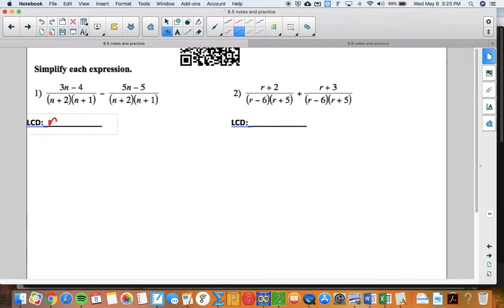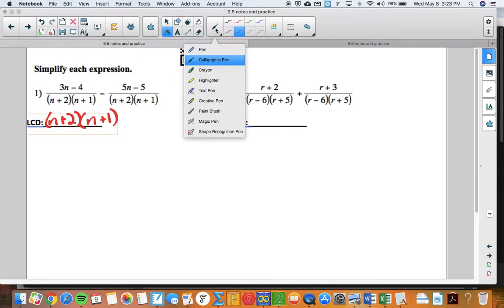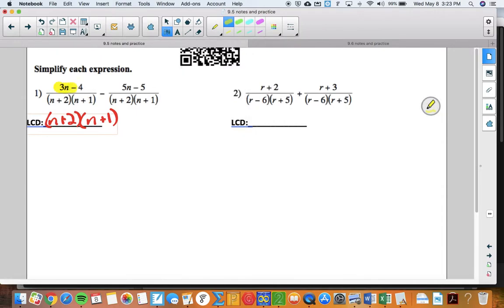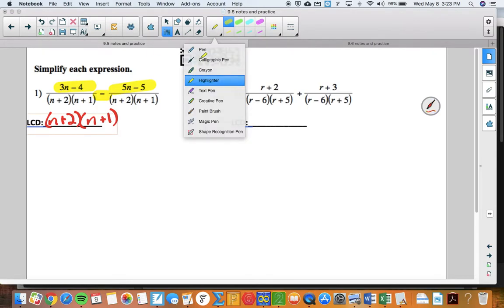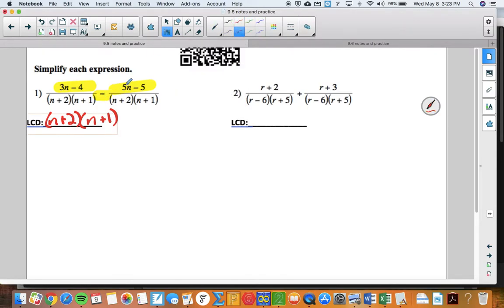We have that. They both have n plus 2 times n plus 1. So we can go ahead and subtract the numerators. You only subtract the numerators once you have a common denominator in subtraction problems. So you do need to be careful right here that we are subtracting 5n minus 5.